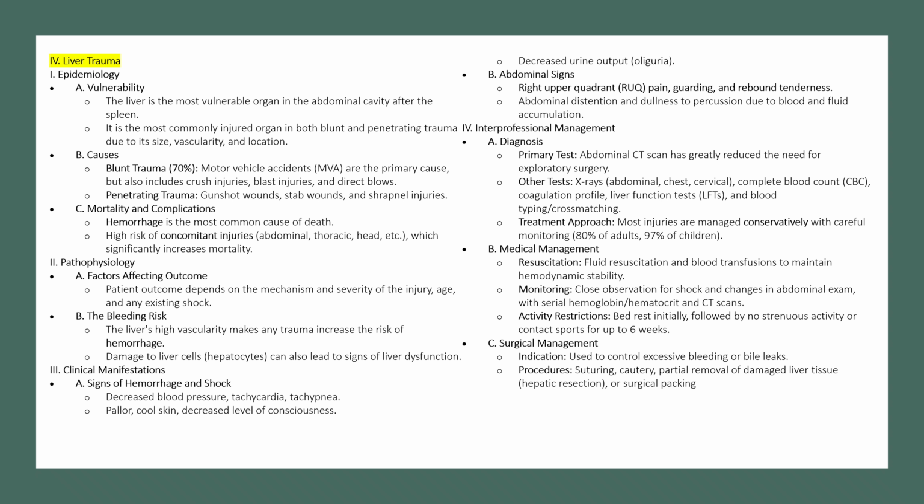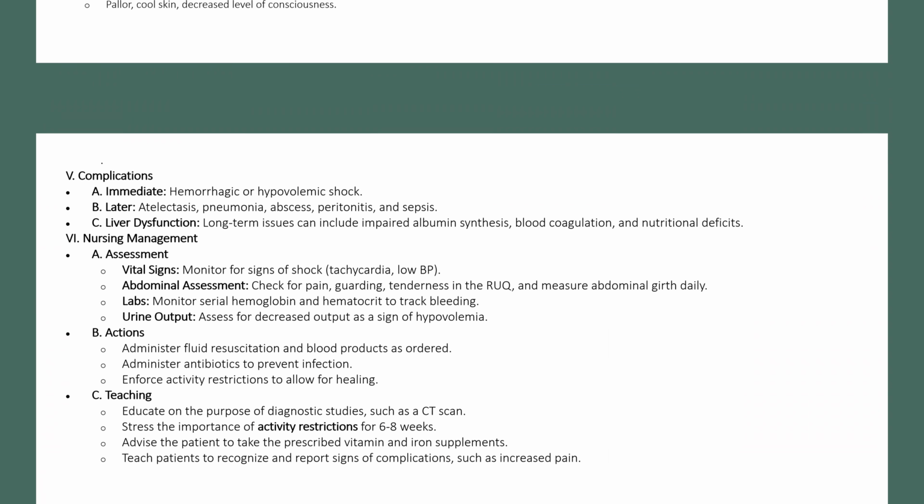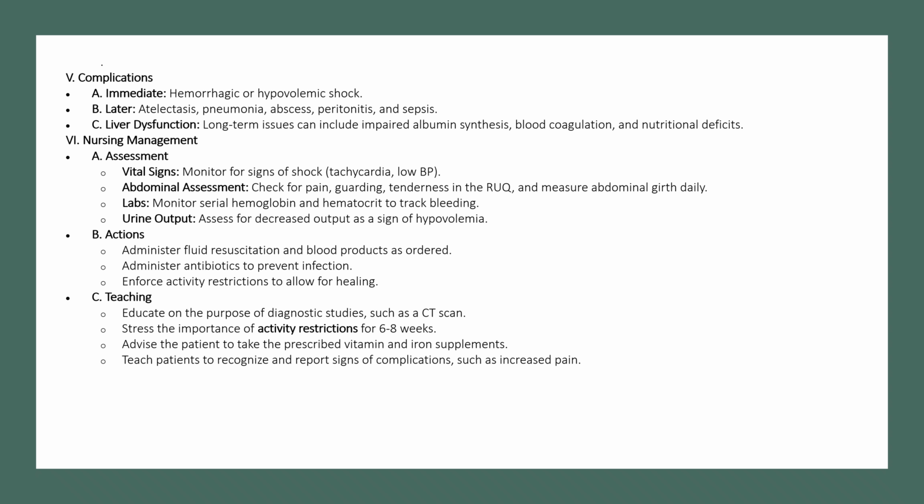Procedures can range from suturing the injury to a partial removal of the liver tissue. Complications. Immediate complications are hemorrhagic or hypovolemic shock. Later complications can include abscesses, peritonitis, and sepsis. Long term, there can be impaired albumin synthesis and blood coagulation.